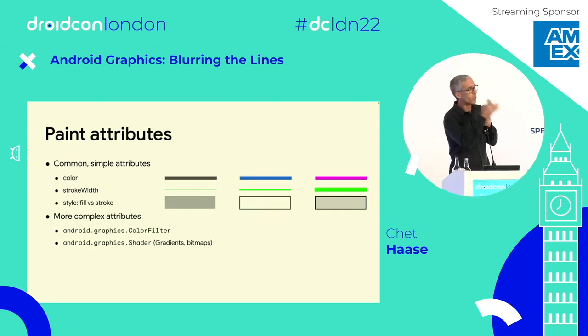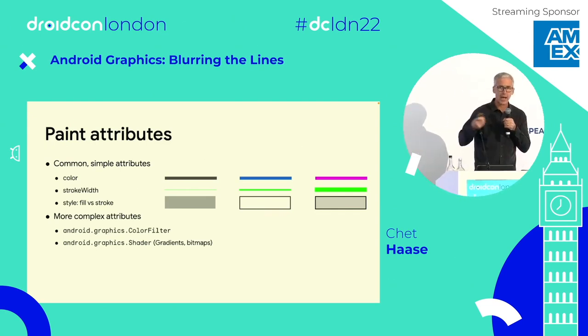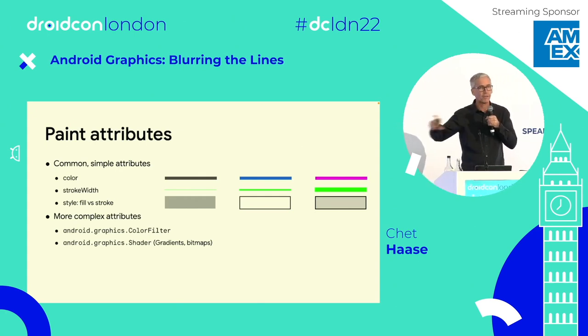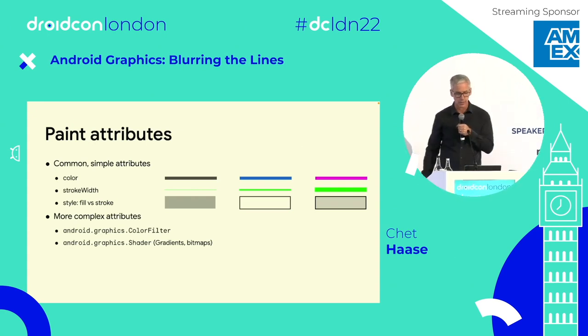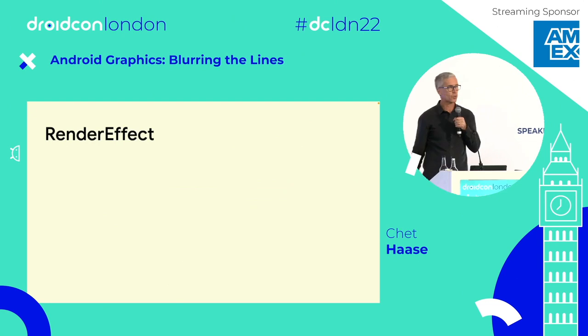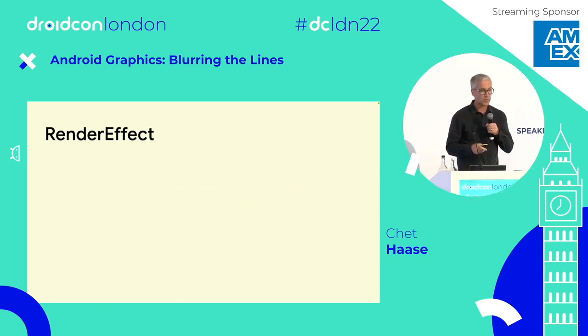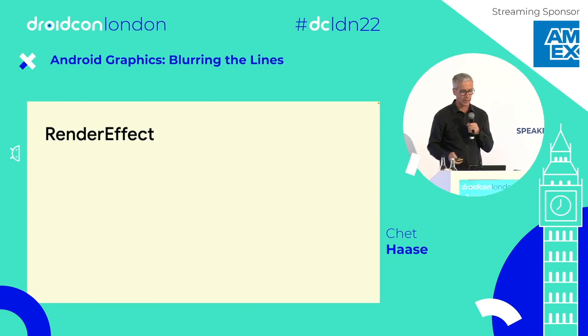Anyway, the original shader API basically gave you access to things like gradients and bitmaps, so that when I draw this line, when I fill this rectangle, I'm going to sample those color values from a bitmap over there, or a linear gradient, or a radial gradient. So now we get to render effect, which is this new API that was introduced a couple of releases ago that enables this blur thing.